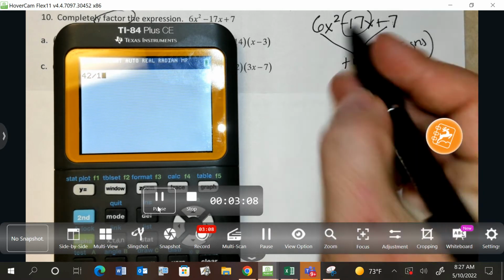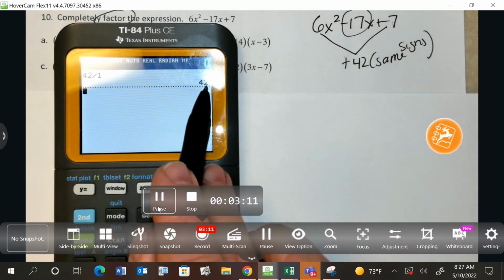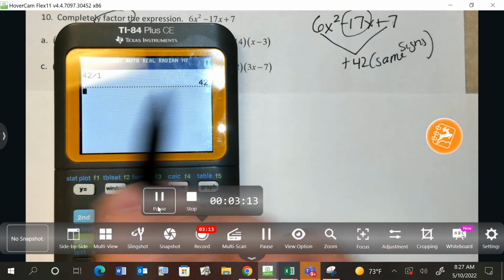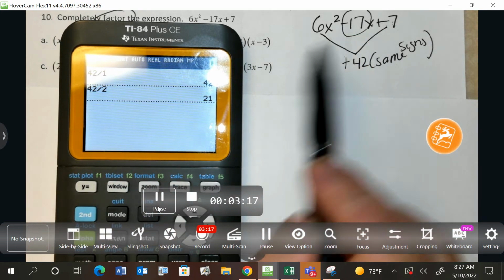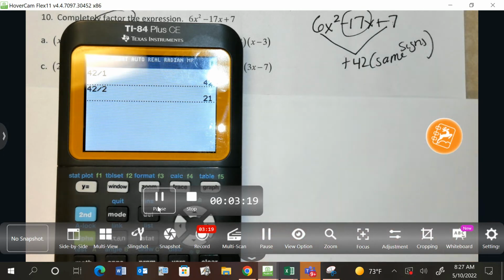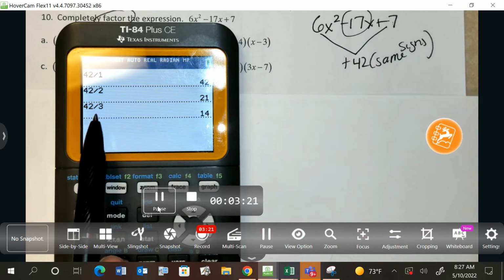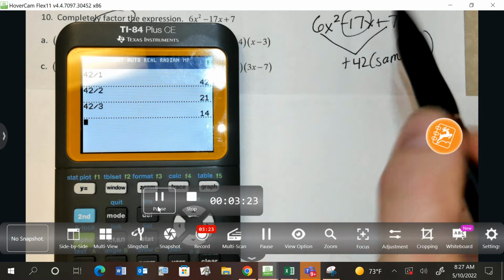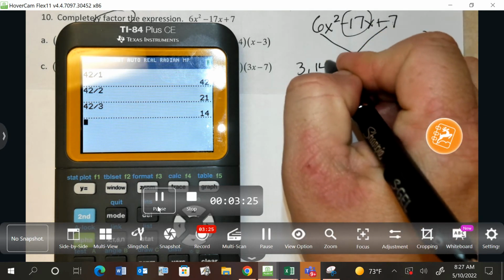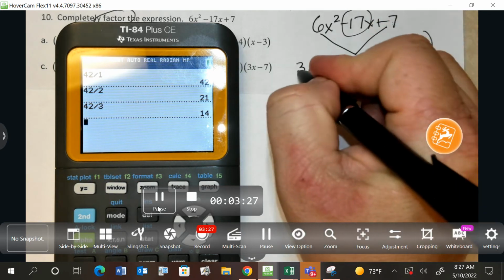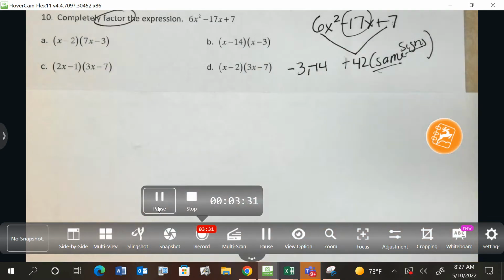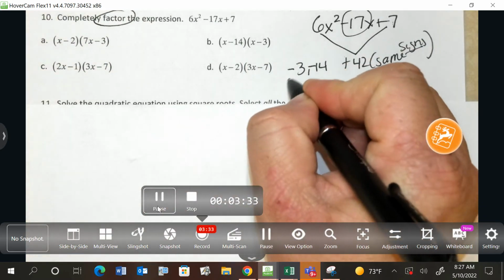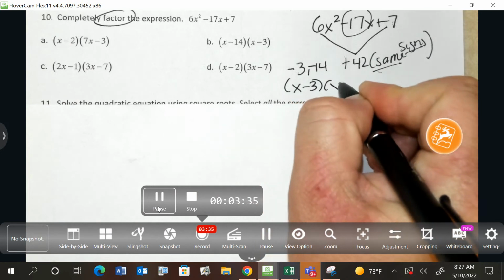And I'm saying to myself, no, 1 and 42 does not somehow give me 17. Okay, now I'm going to take 42 and divide it by 2. 2 and 21, they don't give me 17. Divide it by 3. Oh, 3 and 14, that can give me 17. How can 3 and 14 somehow give me a negative 17? They would both have to be negative because they're the same sign. So I'm going to put this down. Here we go. X minus 3 and x minus 14.